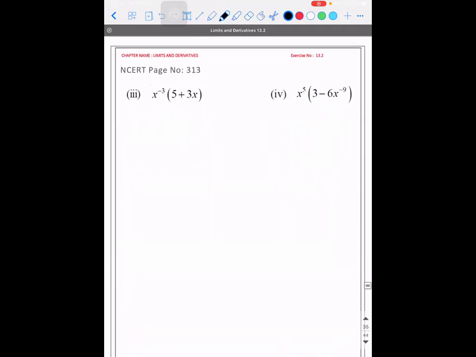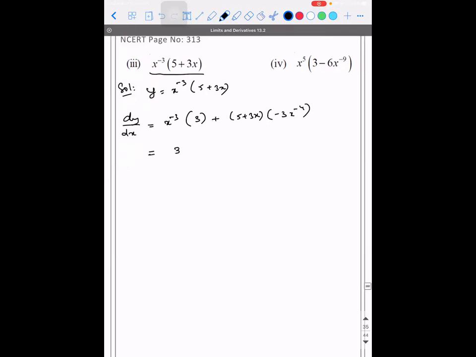Next question. Sorry, x power minus 3 into 5 plus 3x. So dy by dx is equal to x power minus 3 into derivative of 5 plus 3x, which is 3, plus 5 plus 3x into minus 3 into x power minus 4. So 3 into x power minus 3 minus 15 into x power minus 4 minus 9 into x power minus 3. So minus 6x power minus 3 minus 15x power minus 4, or you can write the answer as minus 6 by x cube minus 15 by x power 4.